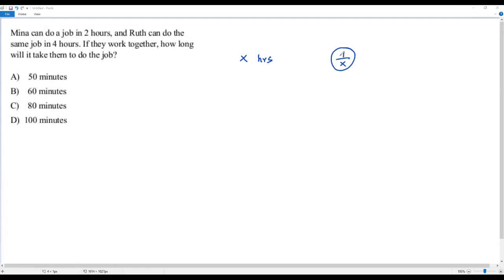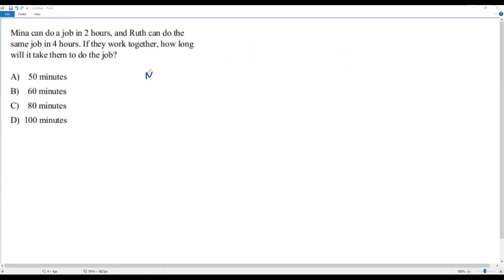Okay, now let's think about this in reverse. Here we know that this 1 over x represents the amount of work done in 1 hour. From the amount of work done in 1 hour, if I want to find the time taken to complete the work, I have to take the reciprocal of this one. When I take the reciprocal of 1 over x, that is x. That is, it will take x hours to complete the work. Now we can apply the same logic in our problem.